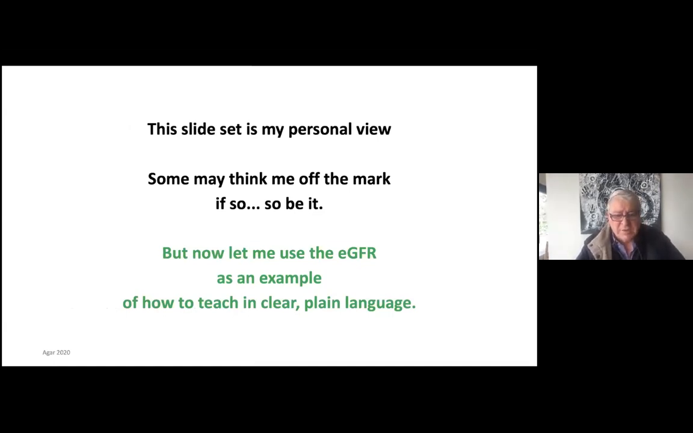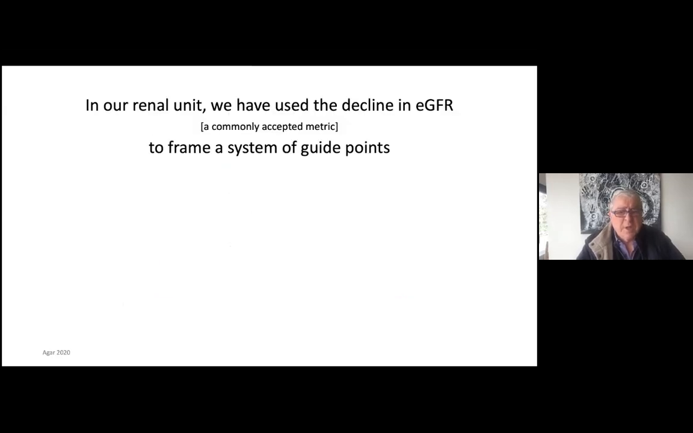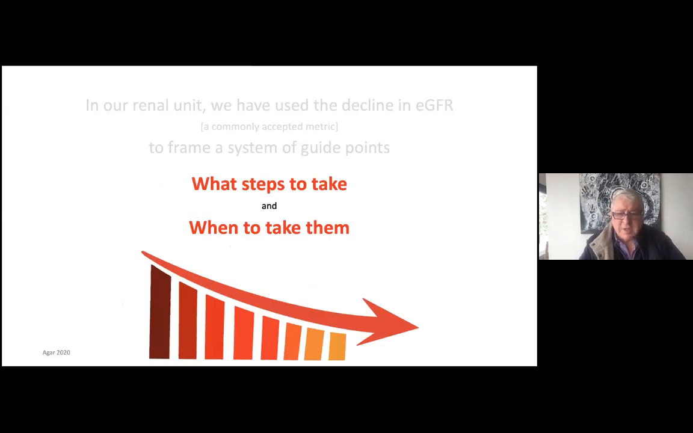But I'm going to now use the eGFR as an example of how we might teach patients and families in better, clearer, plainer language. In our renal unit, we have used the decline and the reduction in eGFR. And remember that eGFR is simply a mathematical way of representing declining kidney function. We use the eGFR as it declines to frame a system of guide points: what steps should be taken, when to take them, as kidney function is dwindling in the background. And that's the basic theme of this whole talk.